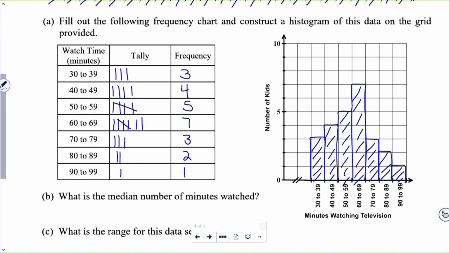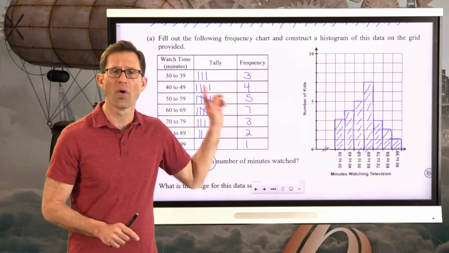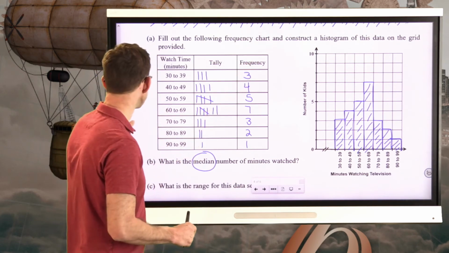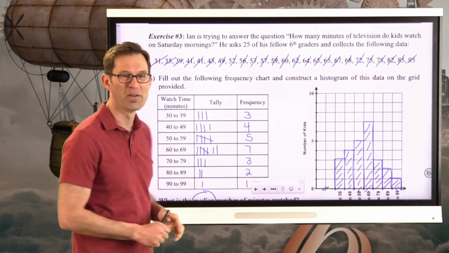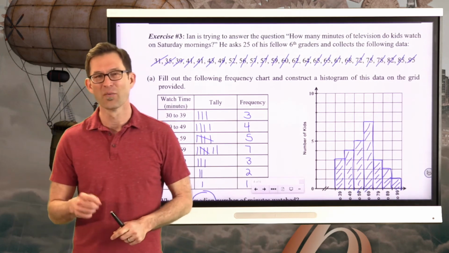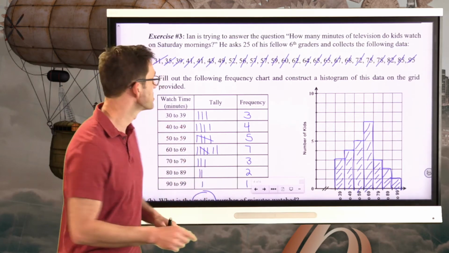What is the median number of minutes watched? The median number of minutes watched. All right, not the mean. Thankfully, I'm not going to ask you to add up all of those times and then divide by 25. That'd be kind of a beast. I think I'd want a calculator for that. But the median's not so bad.